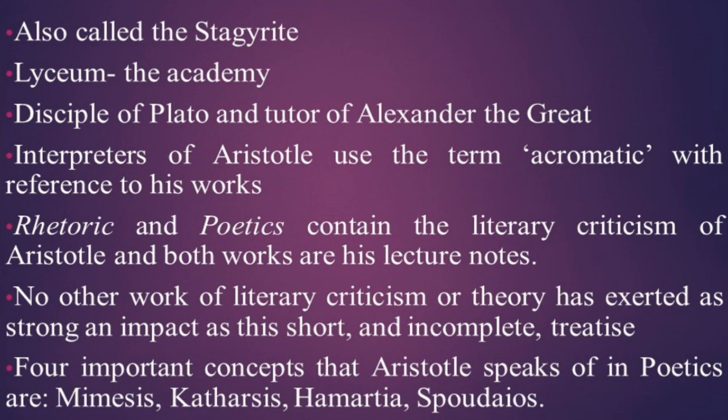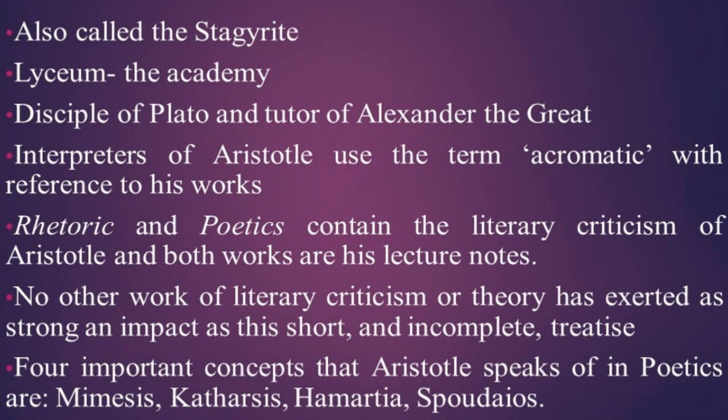There are 4 important concepts that Aristotle speaks of in Poetics, and these are the ones that we learn as part of literary criticism. And they are mimesis, catharsis, hamartia, and spoudaios. Let's see each of these 4 terms in detail.